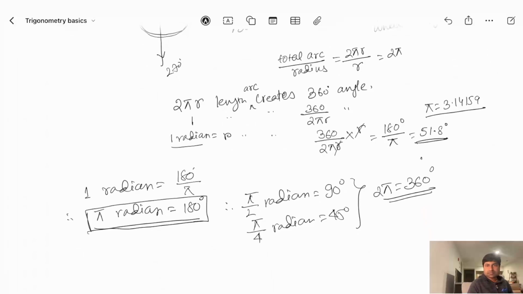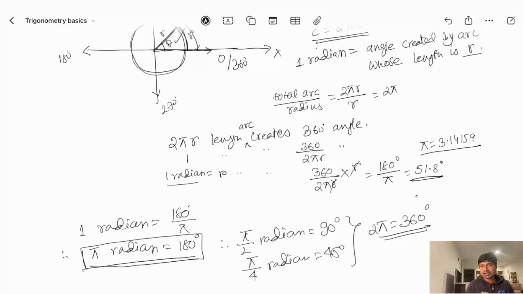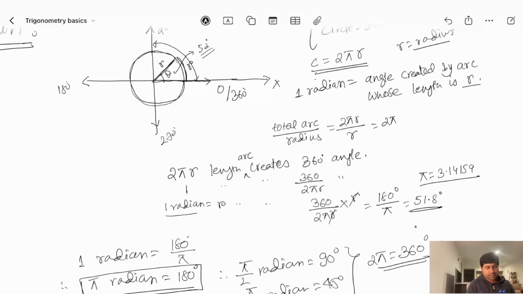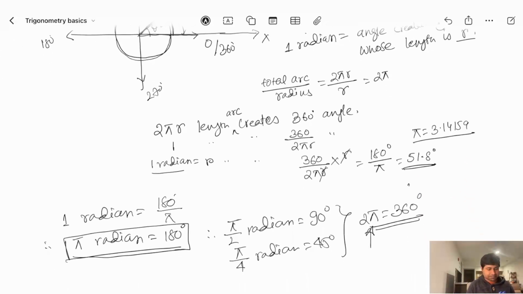Okay, so that is all about radians and how we can represent them. But the core concept of the radian is that if you create an arc with the length of your radius, the angle it produces is called 1 radian. That is about 57 degrees, right? And if you put all the arcs one after another, you automatically get the entire 360 degree. That is your 2 pi radian, which generates the 360 degree angle.